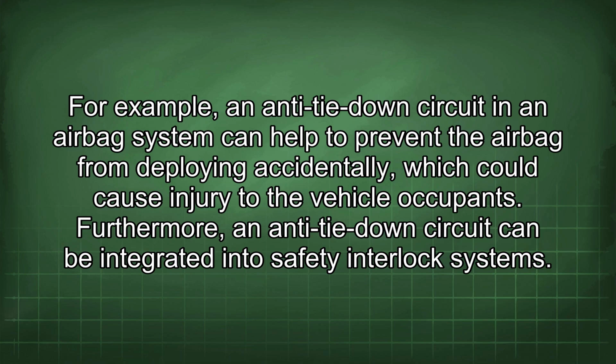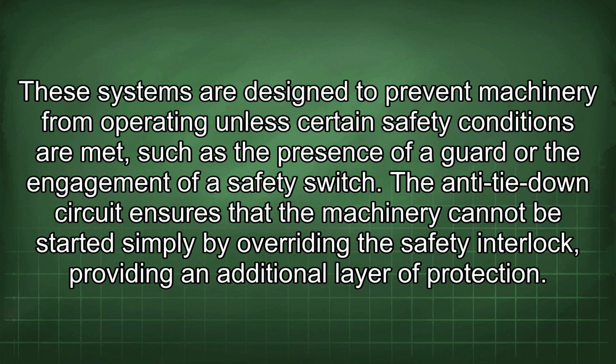Furthermore, an anti-tie-down circuit can be integrated into safety interlock systems. These systems are designed to prevent machinery from operating unless certain safety conditions are met, such as the presence of a guard or the engagement of a safety switch. The anti-tie-down circuit ensures that the machinery cannot be started simply by overriding the safety interlock, providing an additional layer of protection.